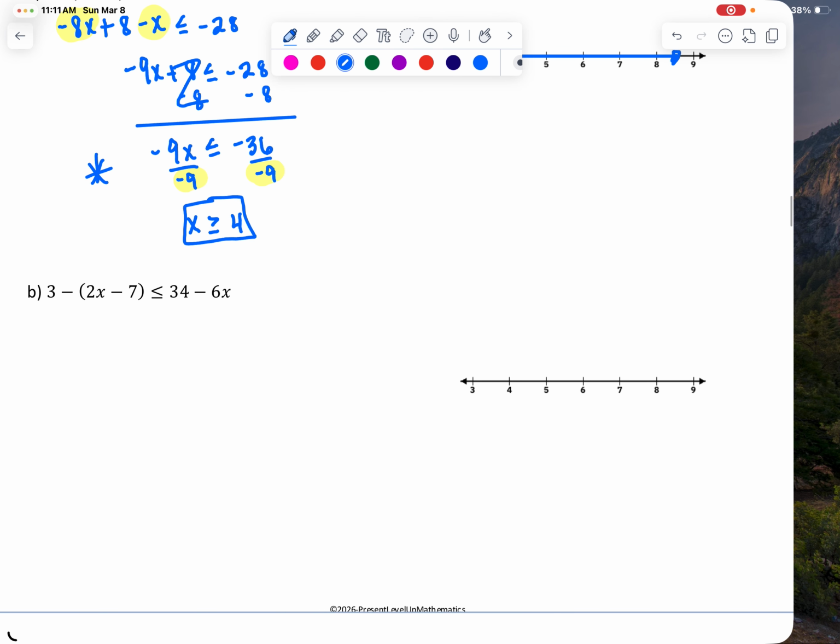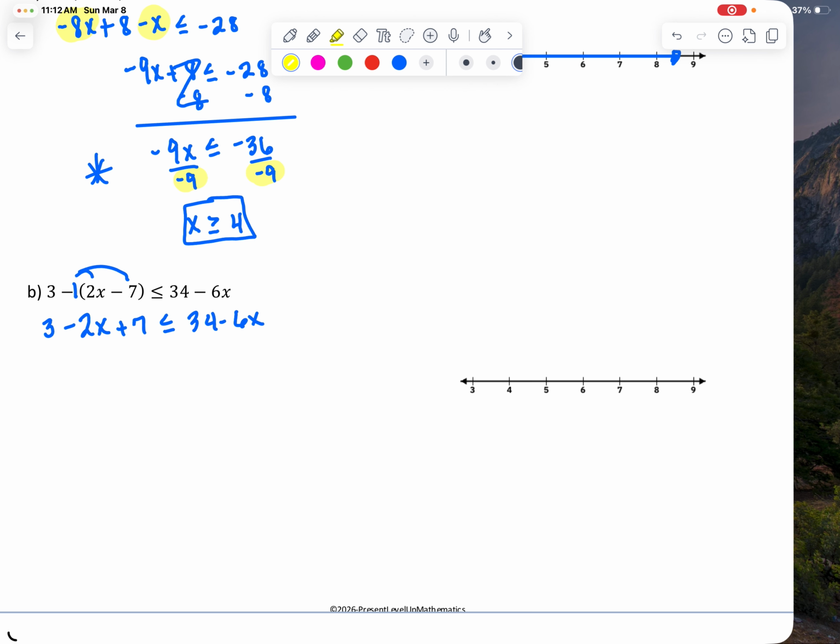All right, problem B. We have 3 minus the quantity, 2x minus 7, is less than or equal to 34 minus 6x. You might want to put a negative 1 right here. But whatever you do, remember, you do not want to subtract the 3 minus the 1 because we always do the parentheses first. So drop the 3 down and distribute negative 1. So negative 1 times 2x is negative 2x. Negative 1 times negative 7, positive 7, less than or equal to 34 minus 6x.